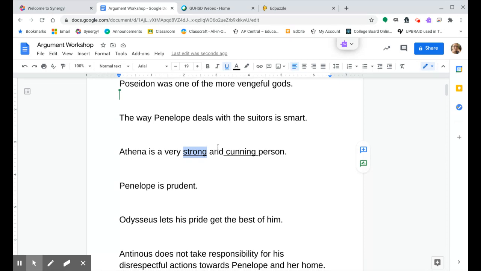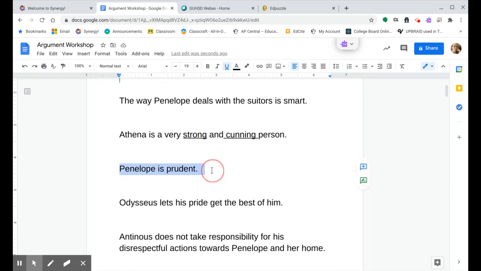So let's see how you do. Penelope is prudent. How are you going to rank that? Excellent, correct, or wrong? Yeah, it's not powerful enough to be excellent. I don't have anything really interesting there about how she's prudent or why she's prudent, but I do have a solid she's prudent, so that would be correct.